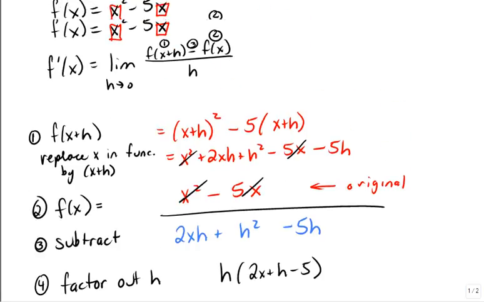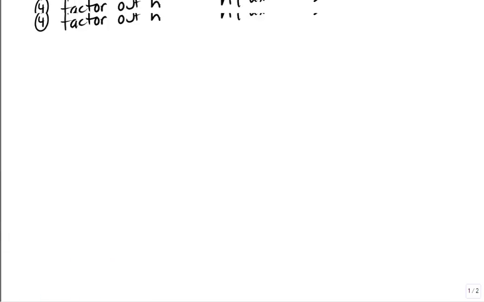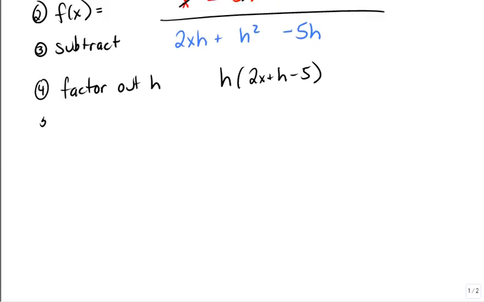Okay, so up here, it doesn't have that in the formula, but we're going to factor out an h, and then step 5, we're going to divide by h, and step 6, we're going to take the limit. So this is just what we do broken down by steps. So 5 was divide by h.